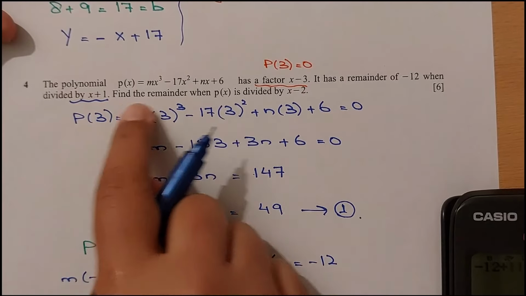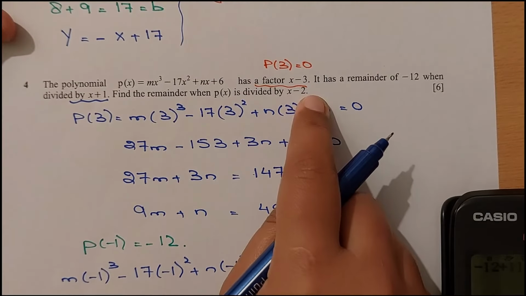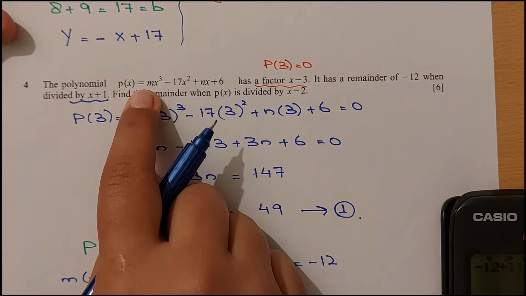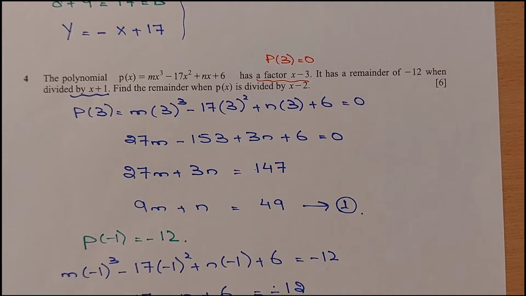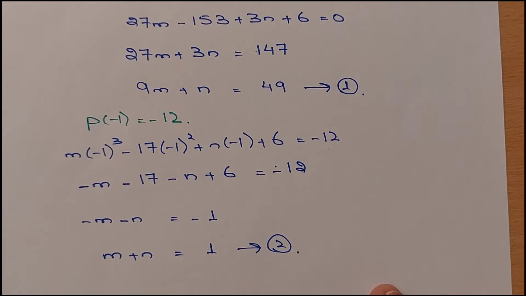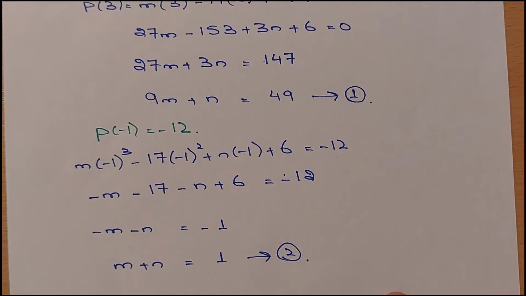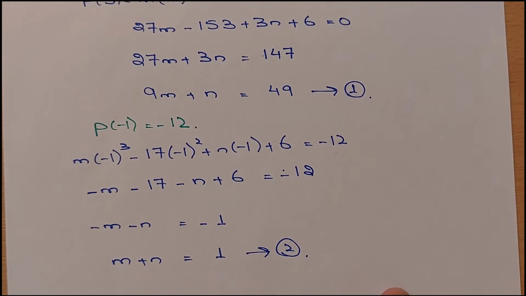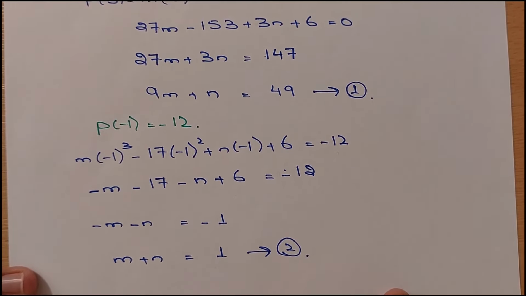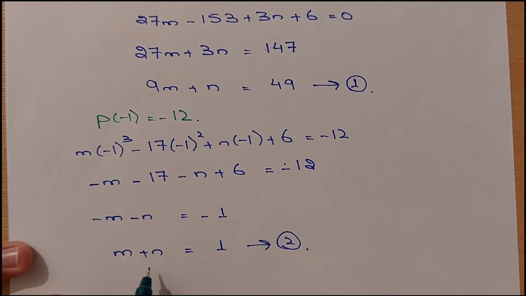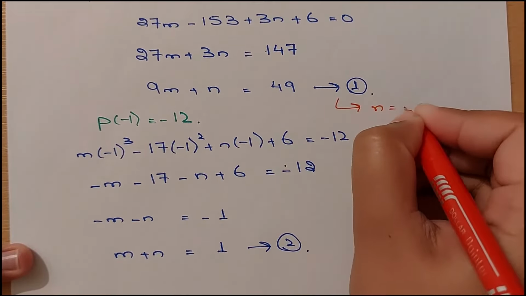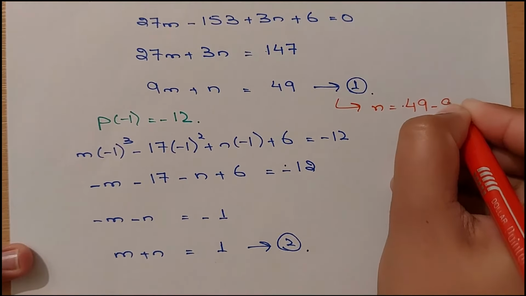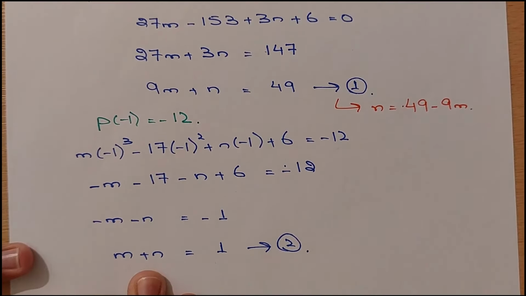Now it says find the remainder when p of x is divided by x minus 2. So basically first we need to find the values of m and n, and then we need to find the remainder when it is divided by x minus 2. Okay, so we have the two equations, the system of equations. We can solve it by the substitution method or elimination method, and we will get the values for m and n. So let me find the value for n here. From the first equation, n is equal to 49 minus 9m. Right, substitute that value over here.